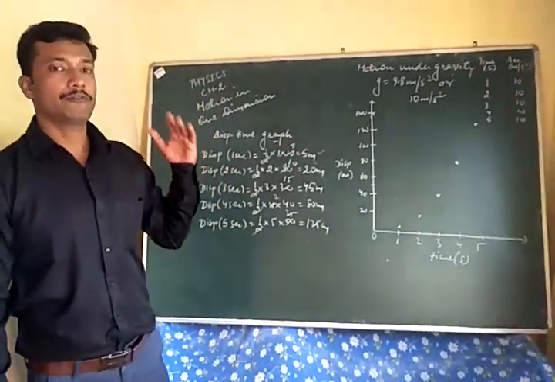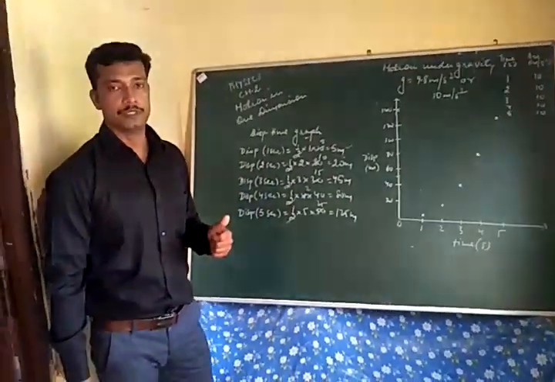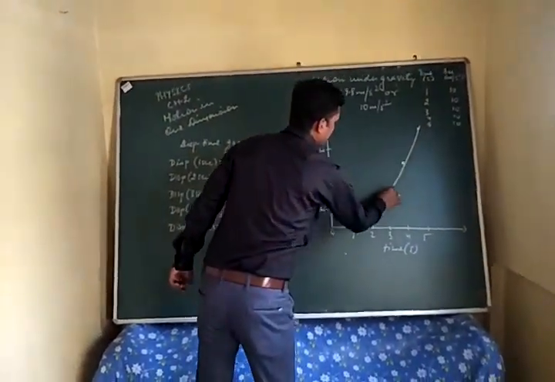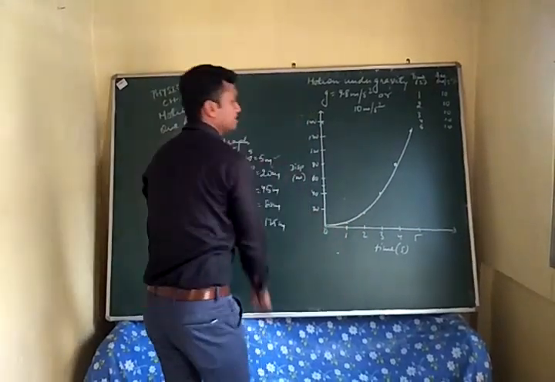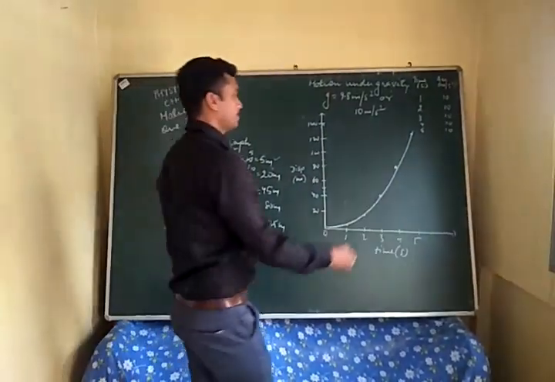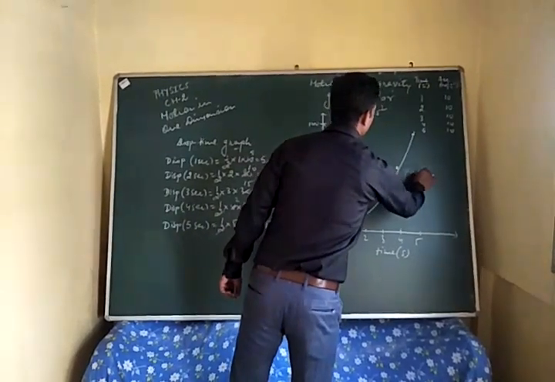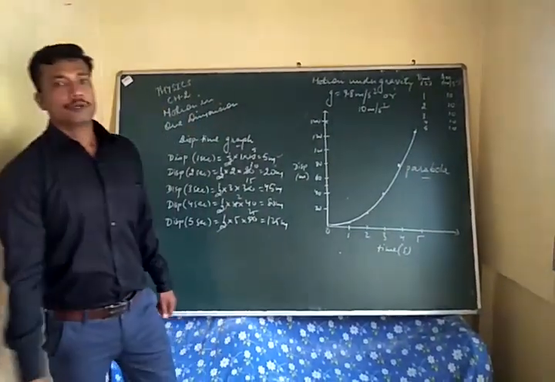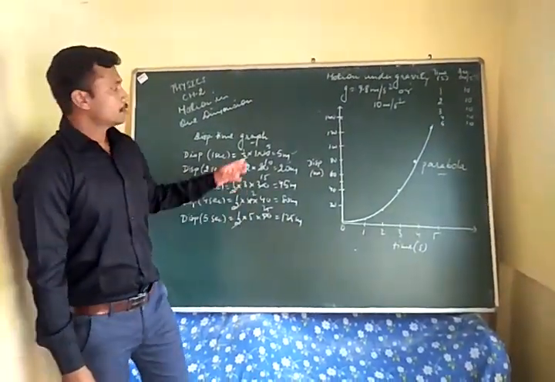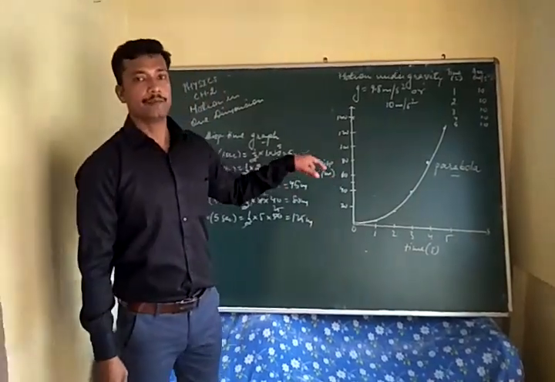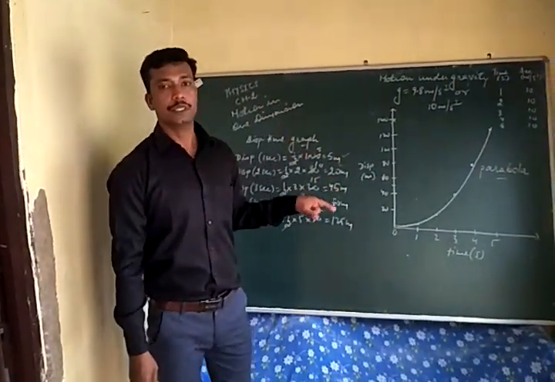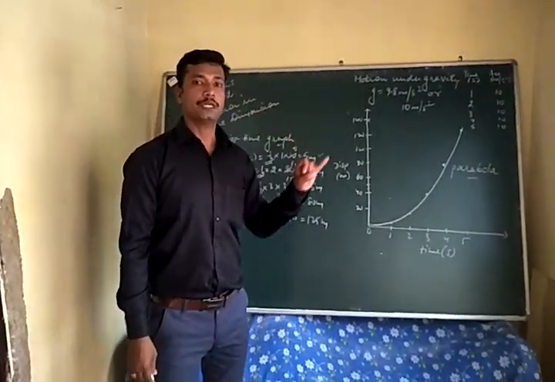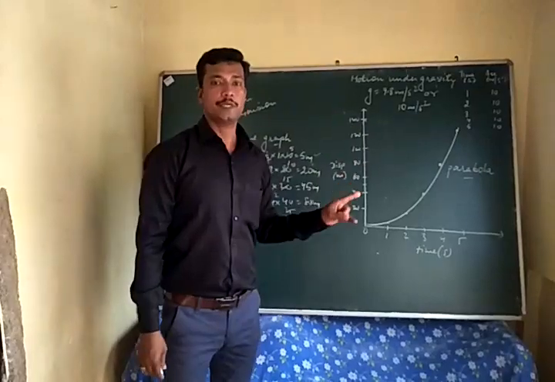Now let us see what kind of graph we are getting on joining these points. So on joining the points we can see we are getting a curved line. And this curved type of graph is called parabola. So we have seen how displacement time graph can be made using the velocity time graph. So from acceleration time graph we can obtain velocity time graph. We can also obtain displacement time graph.